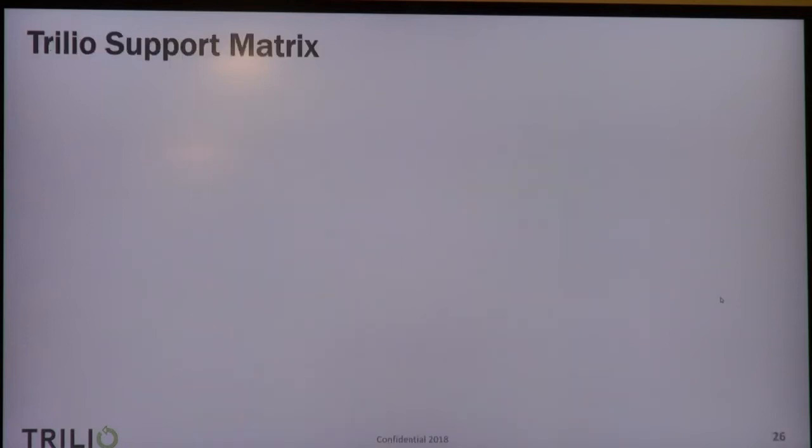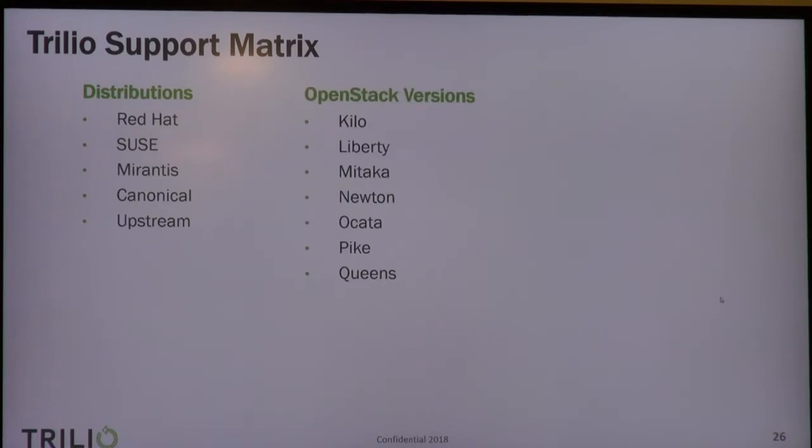So coming to the end of the architecture presentation, let's talk about support. The support matrix I'm about to show here is just a pretty easy one. We have a more complex one which we do check against when we truly engage with customers. But in general, as long as you're running Red Hat, SUSE, Mirantis, Canonical, or upstream, and with upstream I mean the vanilla upstream, Ansible OpenStack, or Kolla, you are good to go between the versions Kilo and Queens.